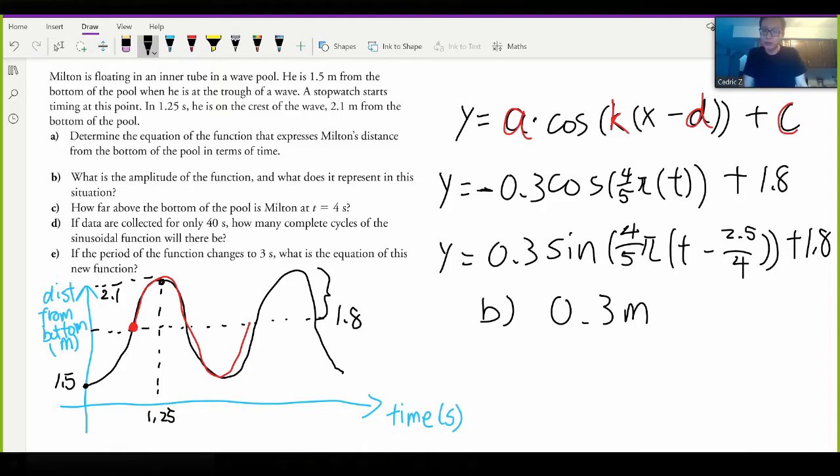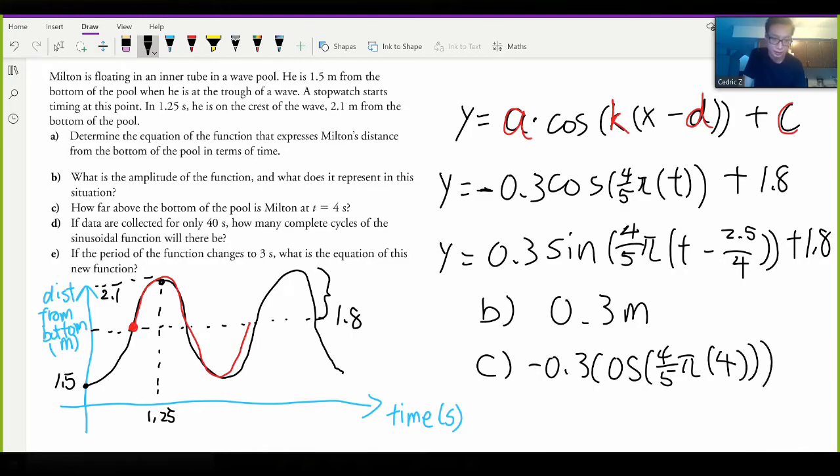How far above the bottom of the pool is Milton at t is equal to 4? Well, you can simply take any of the two equations in part C. Let's say I take the first one. You simply plug in t is equal to 4, so 4 over 5 pi times 4. You just plug this in, that's in brackets, so plus 1.8. So that's part C.